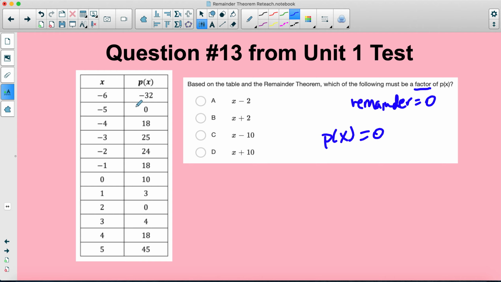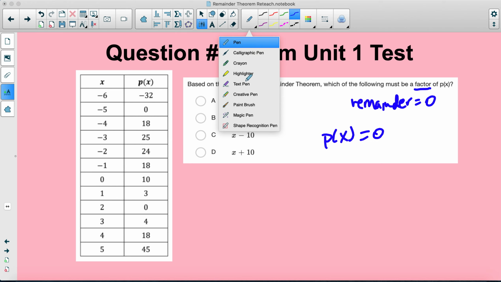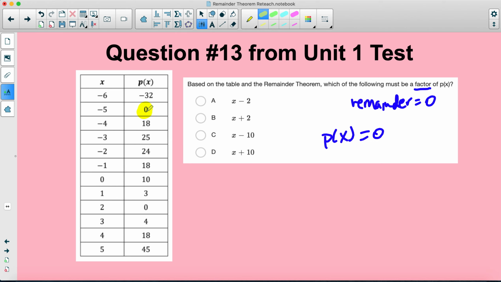So we're looking on the table, where does p of x equal 0? And it actually occurs twice, at negative 5 and at 2. So that means that the factor x plus 5 must be a factor of p of x, and so does x minus 2. So there are 2 correct answers here. But if you look at the answer choices, x plus 5 isn't a choice. Only x minus 2 is. So that would be your answer.